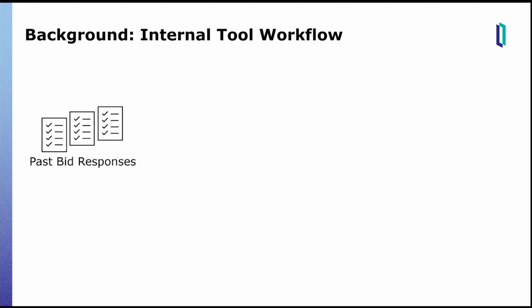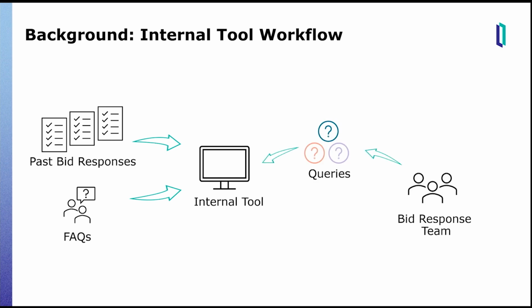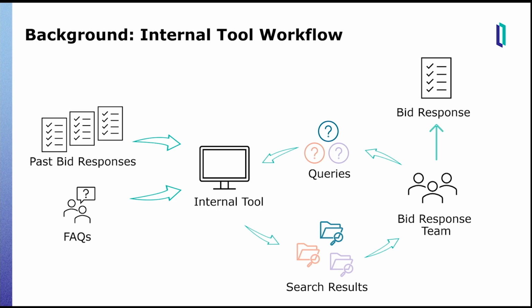So next, I'll show a general overview of the workflow for this internal tool. We start with a set of past bid responses and also question and answer pairs for frequently asked questions that are commonly found in bids. These get uploaded into the internal tool, and when the assigned bid response team queries that tool, it outputs relevant search results that include information that can be used to help answer the questions in the bid and create the bid response.